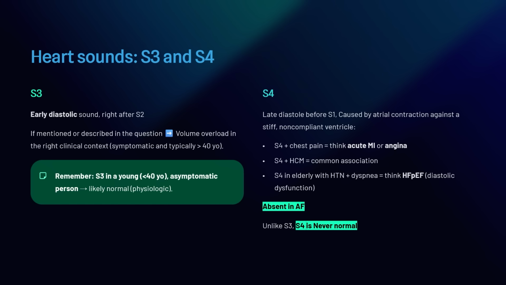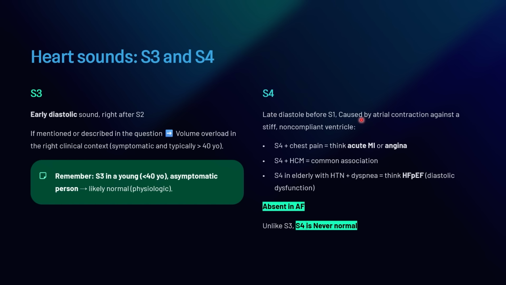The S3 and S4, of course, high yield: early diastolic sound right after S2. Sometimes they will not say S3, so they'll say an early diastolic sound right after S2. If mentioned, that means volume overload in the right clinical context, symptomatic and typically above 40. Why am I saying that? Because S3 in a young, less than 40, asymptomatic person is physiologic, and sometimes even in pregnancy. S4 in general is never normal, and it's absent in atrial fibrillation. Why?